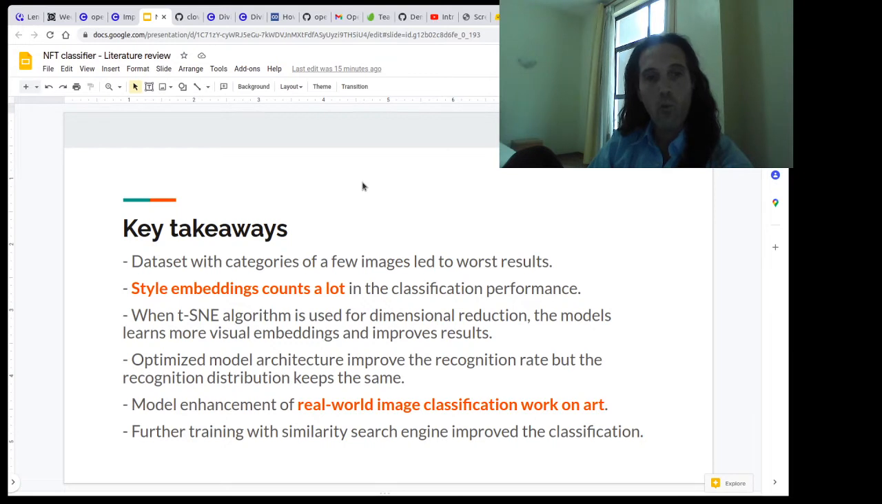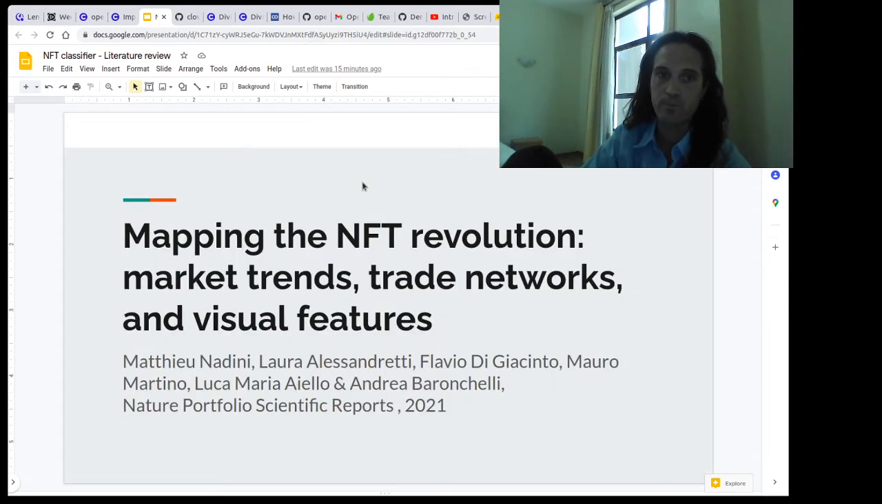What's good news is that real-world image classification methods work on art classification. So as much as we improve Street View image classification, for example, it will be useful for art as well. We also found that further training with a similarity search engine improves the classification. That's another way of making better and better results.